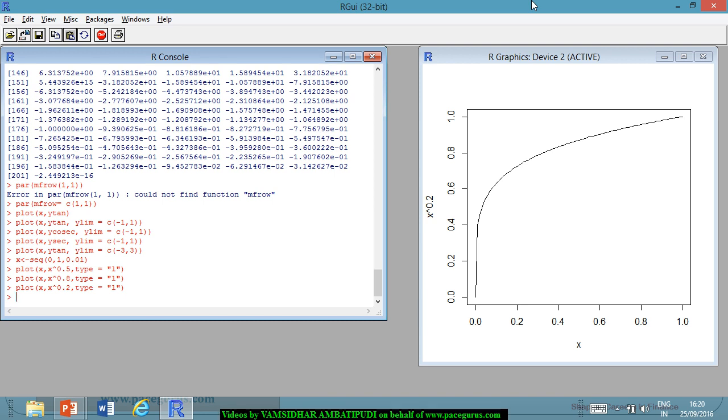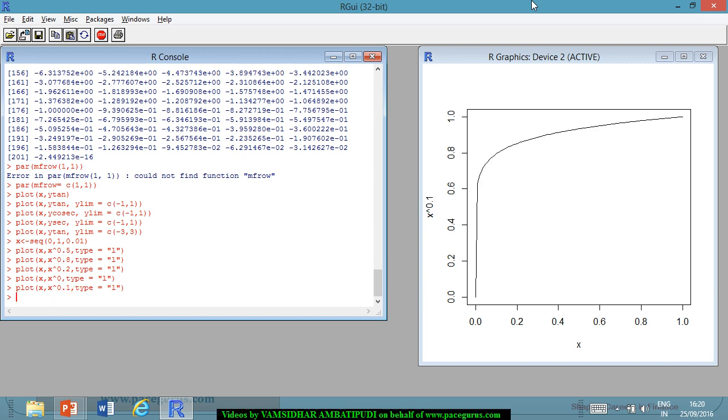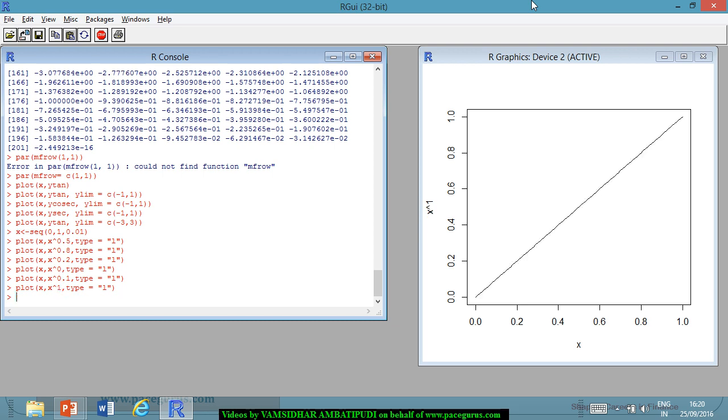So the more your power is closer to 0, between 0 and 1, you will find it more and more steep like this. But if the value is exactly 0, then it's a straight horizontal line. If the power is slightly increasing from 0, let's say 0.1, you'll see more and more such an upward sloping line. Up to some point the slope is very high, and after that it flattens out. But the moment this value gets close to 1, you'll see that it becomes more and more a straight line.